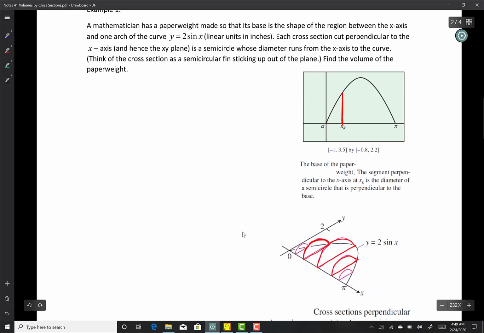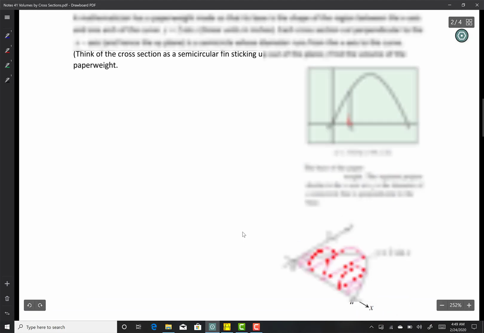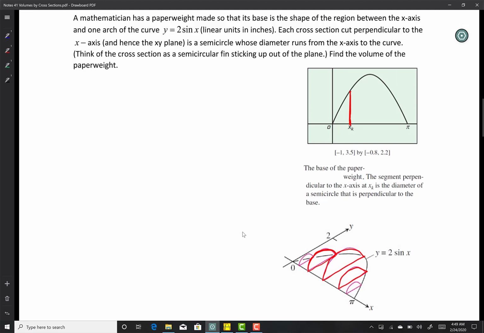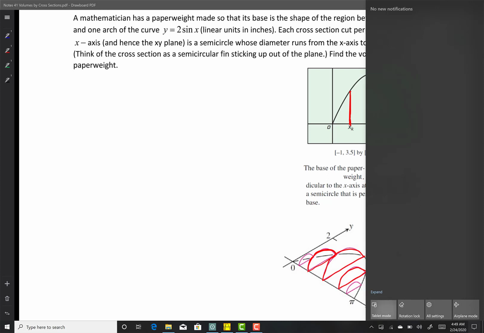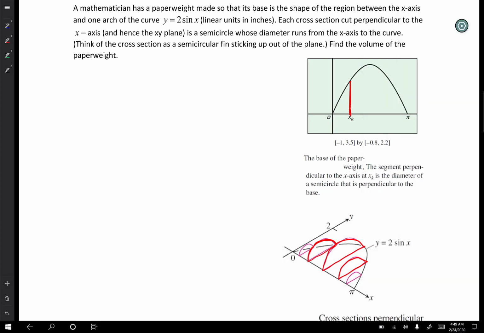All right, so here we go. Let's calculate the volume, guys. This one is one where you're going to need a calculator. You're just going to need it. So grab a calculator. All right.